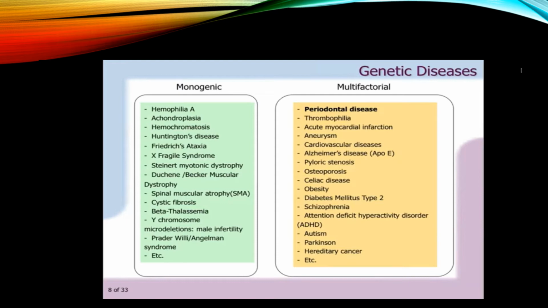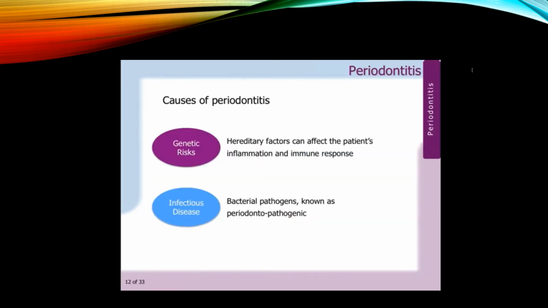Among the multifactorial genetic diseases, we can find cardiovascular diseases, osteoporosis, diabetes mellitus type 2, obesity, and of course, periodontal disease. The causes of periodontitis are genetic risks; hereditary factors can affect the patient's inflammation and immune response. And we all know that periodontitis is an infectious disease with bacterial pathogens known as periodontal pathogenic bacteria.